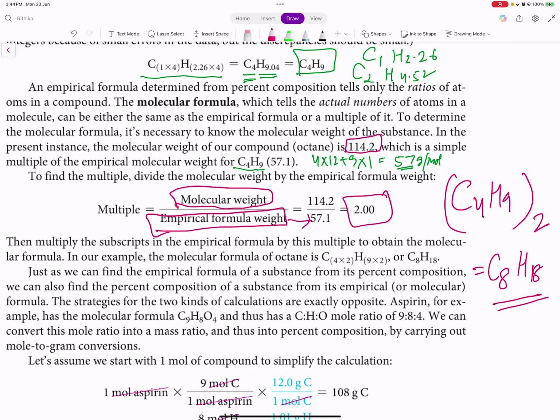So that is how we calculate the molecular formula. Now we know that it is octane and octane's molecular formula is C8H18. Please ask if you want to ask me. This formula is for the multiple, right? Molar mass by empirical formula mass. Yes. Got it? Okay, great.